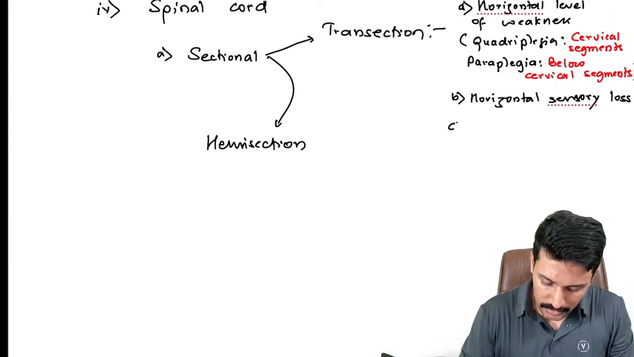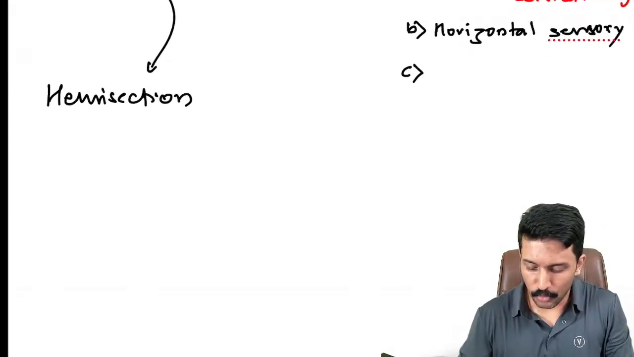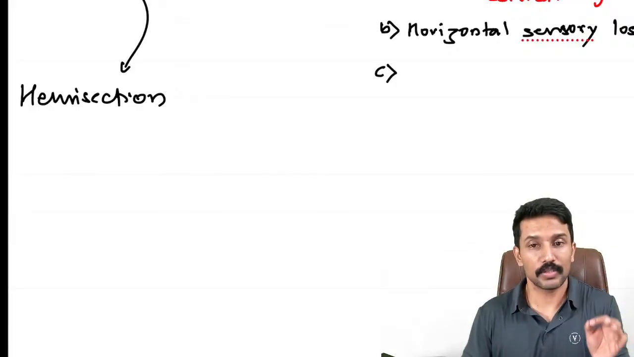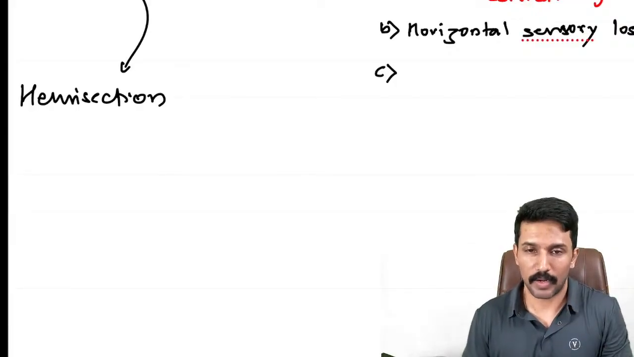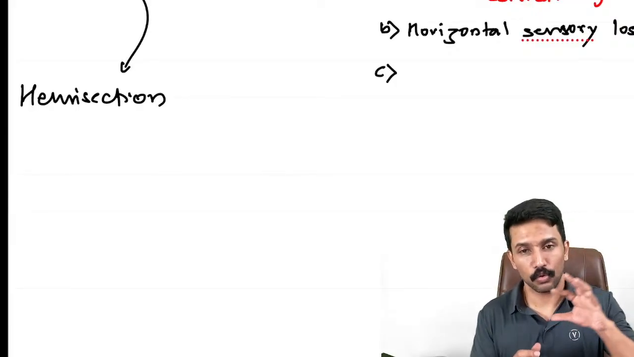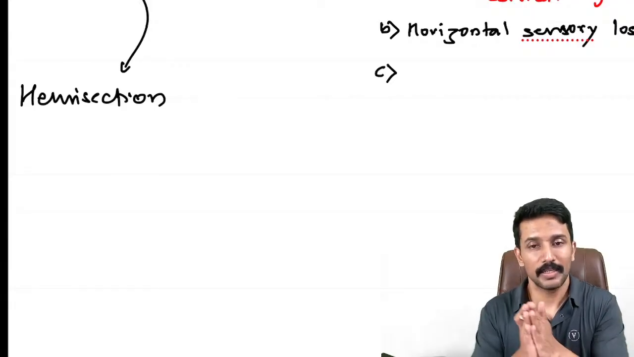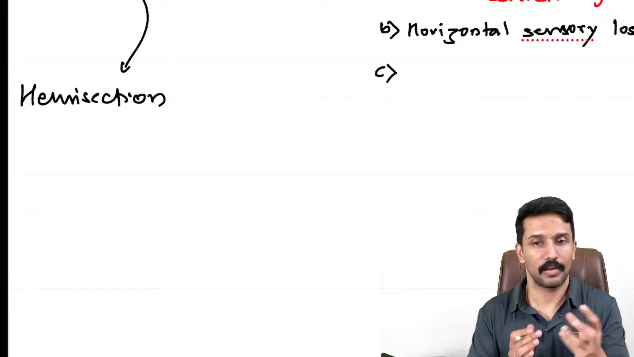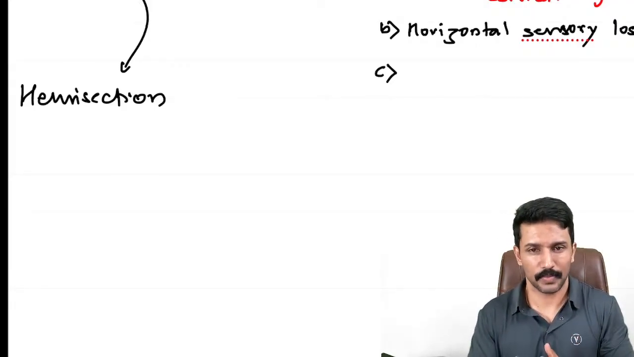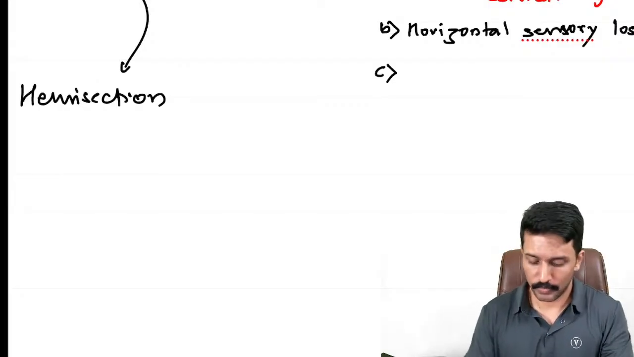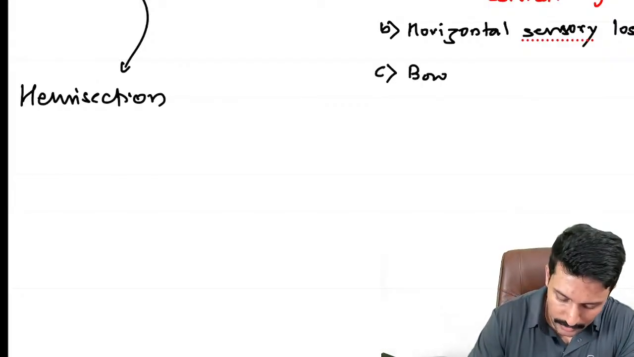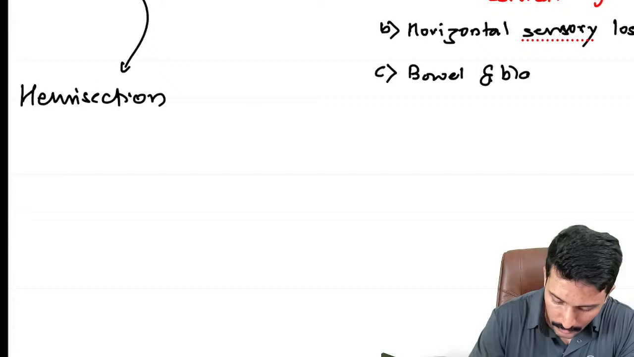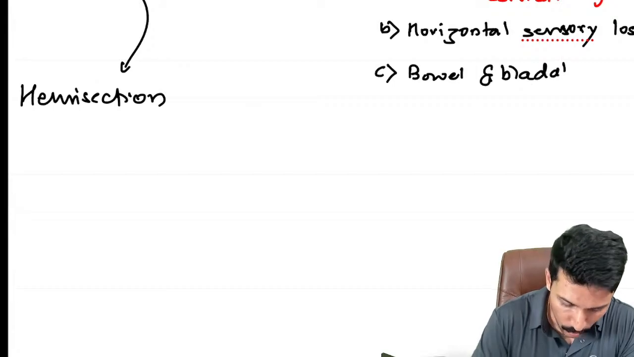And the third manifestation that we can expect apart from motor and sensory losses, they will lose control of the bowel and bladder, because bowel and bladder, though regulated by the autonomic nervous system, their external sphincters are under voluntary control, and those nerves will be damaged. So we'll have bowel and bladder incontinence.